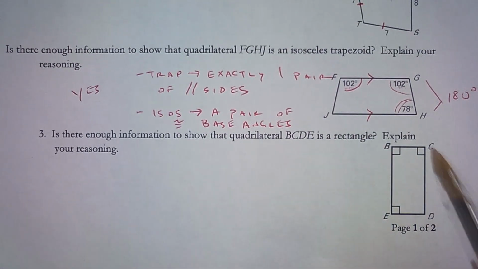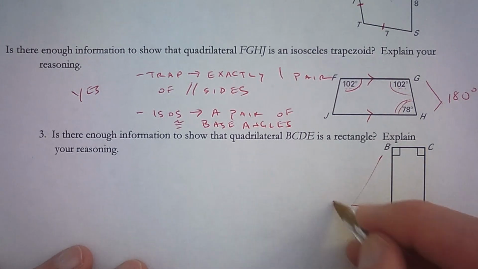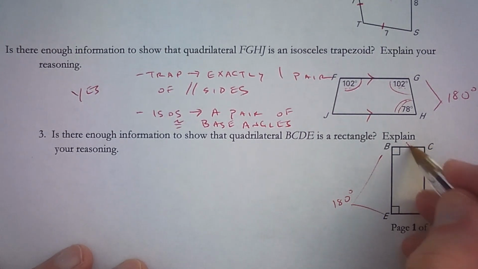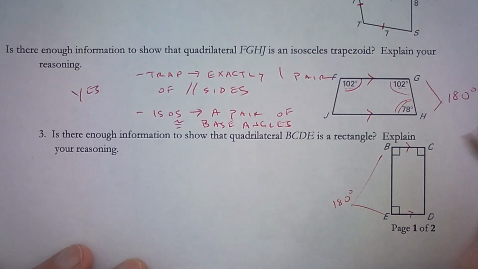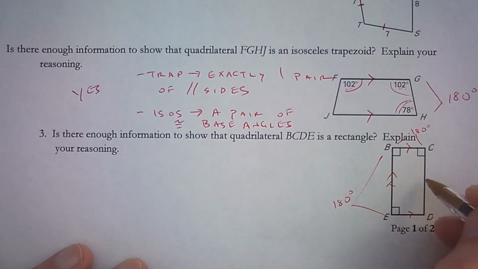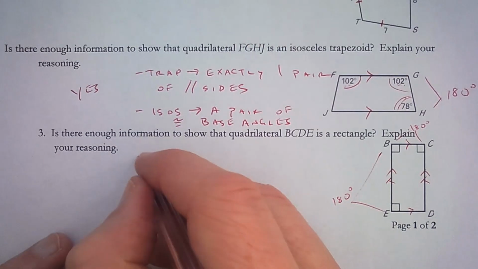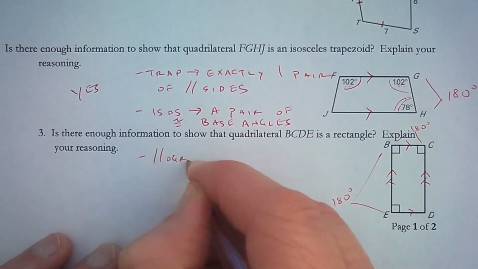Is there enough information to say that this is a rectangle? Okay, so I know that these add up to 180, which means these are parallel. These also add up to 180, so these are parallel. So it is a type of parallelogram. Types of parallelograms include the rhombus, rectangle, and square. So it is a parallelogram.